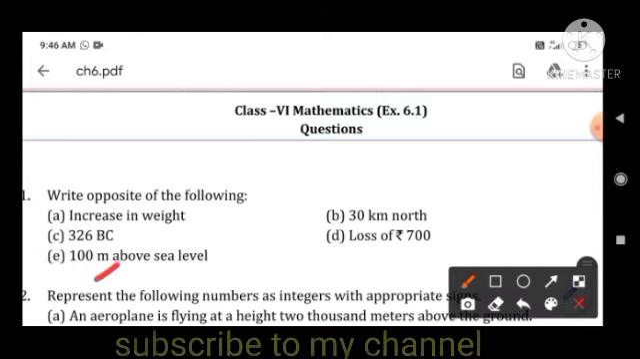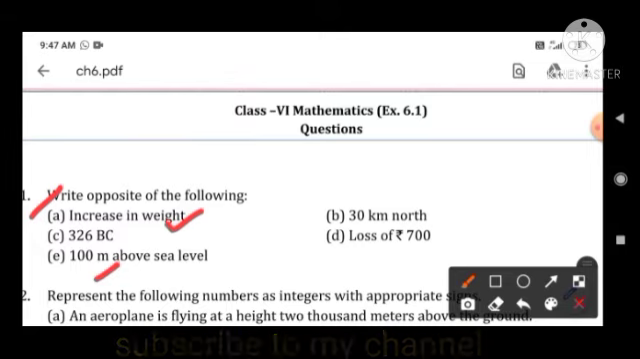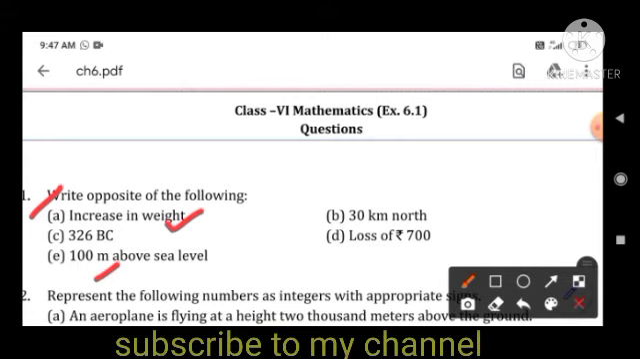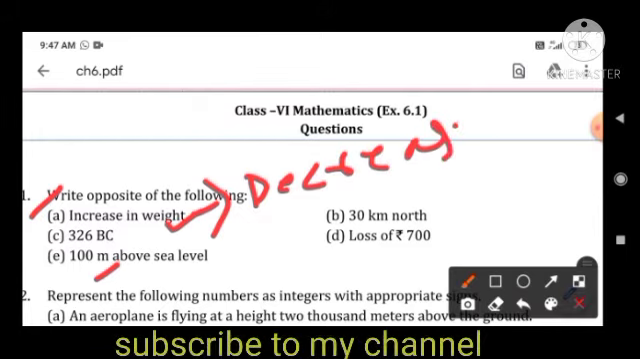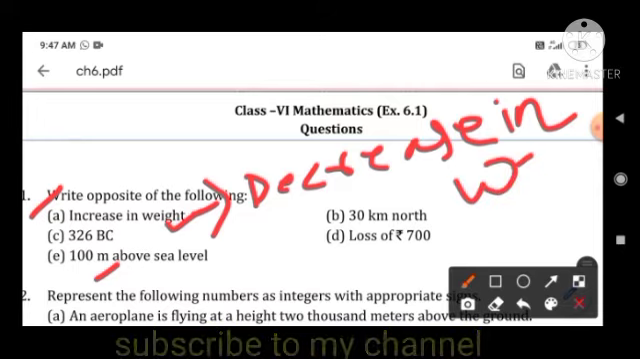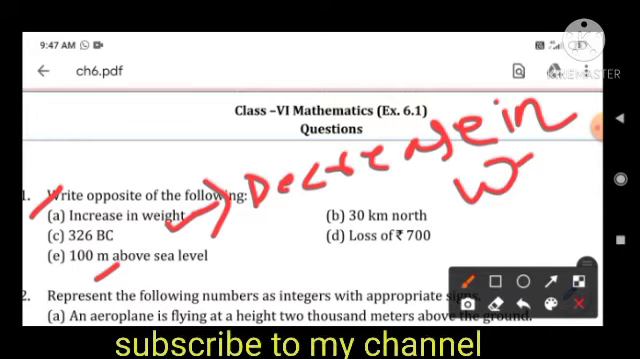Write opposites of the following. Isn't it what we have to write? We have to write the opposites of the following. So first one is given what? Increased in weight. So what will be the opposite of increased? We know, isn't it? That is decrease. So you will write decrease in weight.